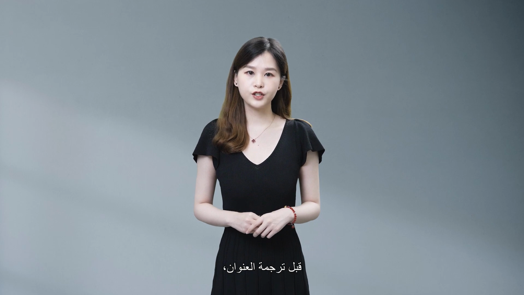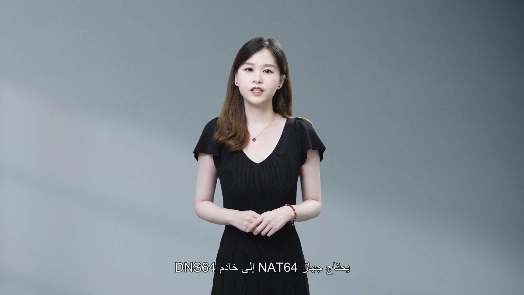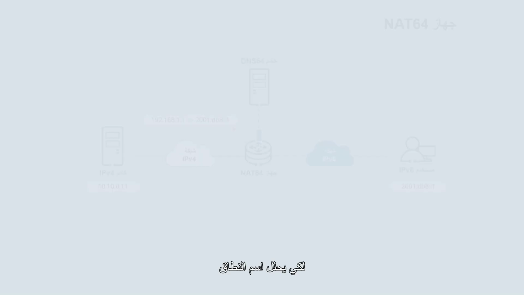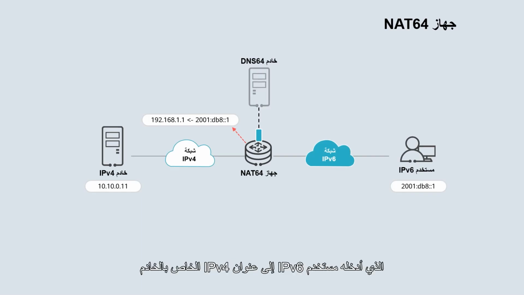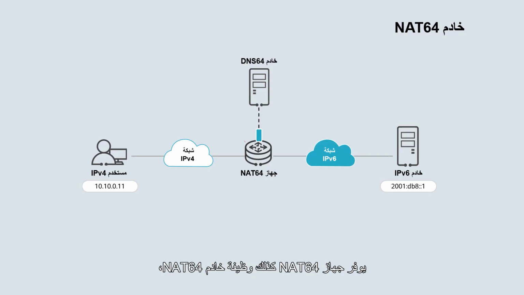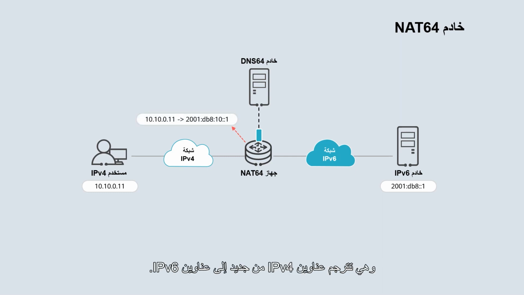Before address translation, the NAT64 device needs the DNS64 server to resolve the domain name entered by the IPv6 user into a server's IPv4 address, and to send the address information to the IPv6 user, so that IPv4 users can access IPv6 networks. NAT64 also provides the NAT64 server function, which translates IPv4 addresses back into IPv6 addresses. Again, this relies on the help of DNS64 servers.